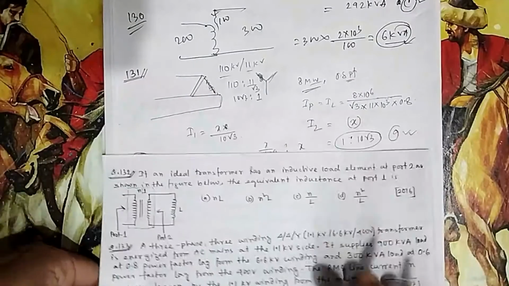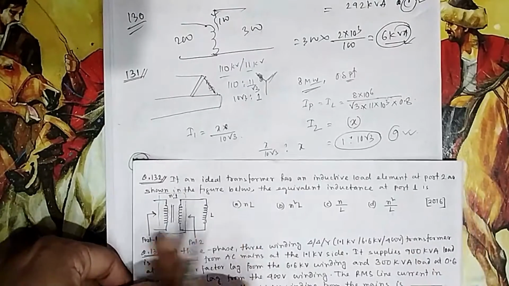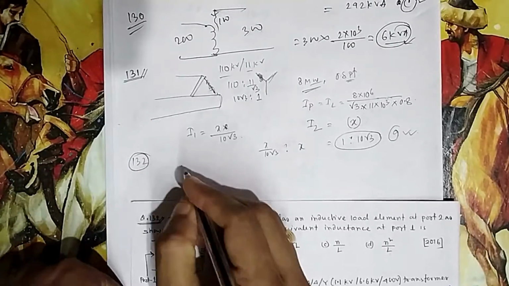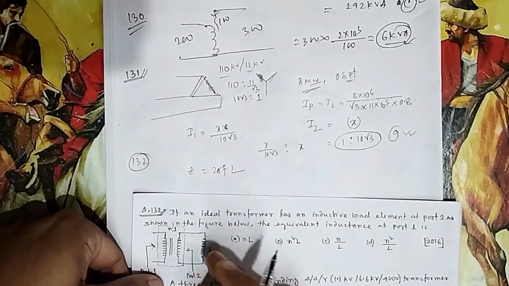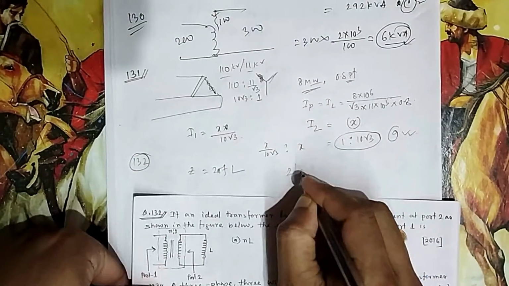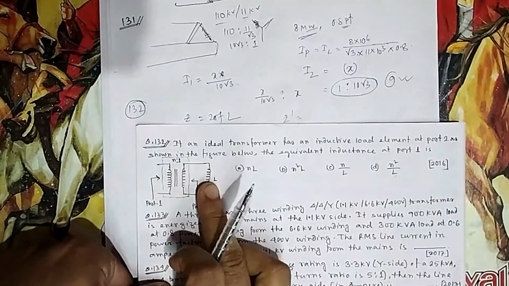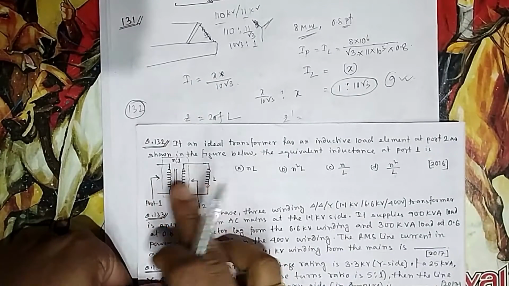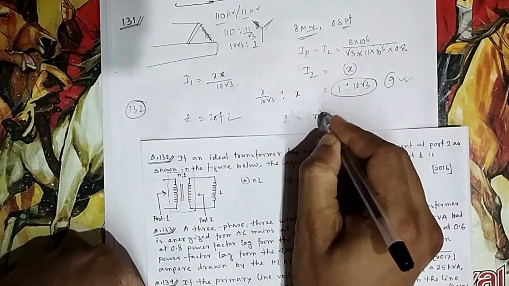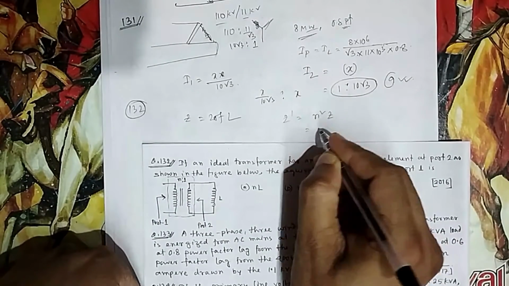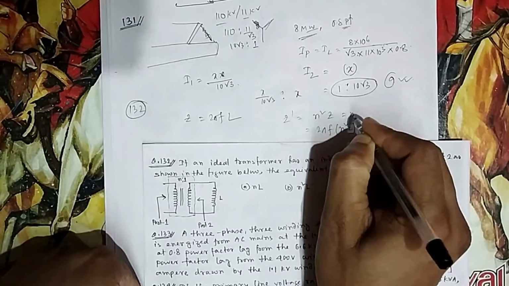An ideal transformer has an inductive load element as shown in port 2. What is the equivalent inductance in port 1? So you have to refer from this side to this side. You know Z is equal to 2 pi F L, so how is Z referred to this side? Z dash will be equal to, if I take n equal to 2, so it is the higher voltage side. If you go from this to this side, it should increase. That means you are multiplying by 2 square, that means you are multiplying by n square. So that will be n square into Z. You can write it as 2 pi F n square into L. It is actually n square times 2 pi F L.